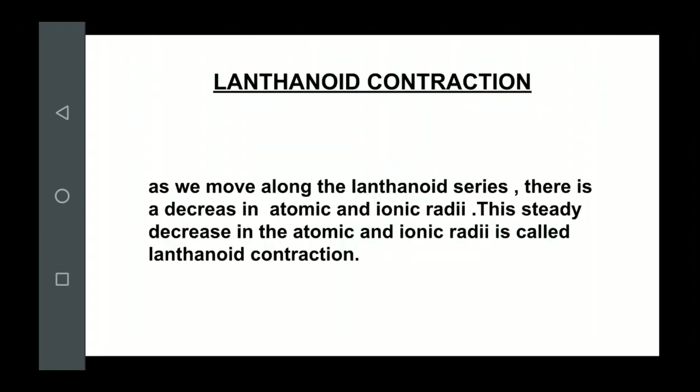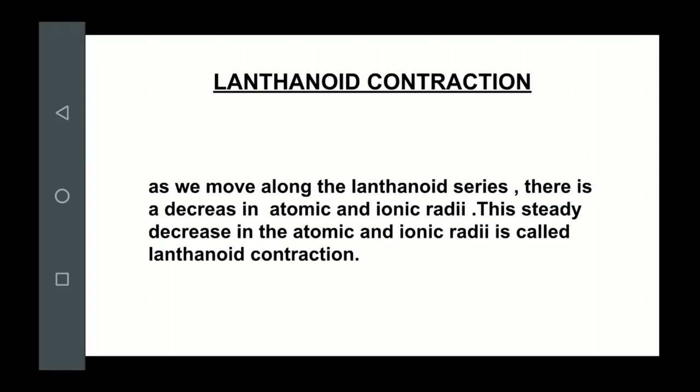Now it is a very important topic, lanthanoid contraction. Now what is meant by lanthanoid contraction? As we move along the lanthanoid series from cerium to lutetium, there is a decrease in atomic and ionic radii. This decrease in the atomic and ionic radii is called lanthanoid contraction. Now this decrease in atomic and ionic radii is quite small and is less than the expected values. So this decrease is quite steady, gradual and small.